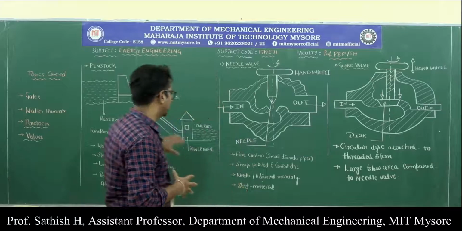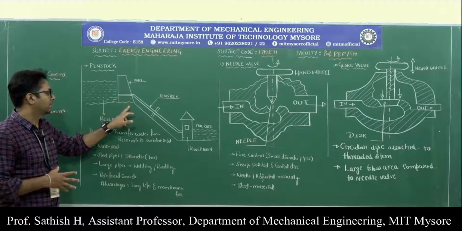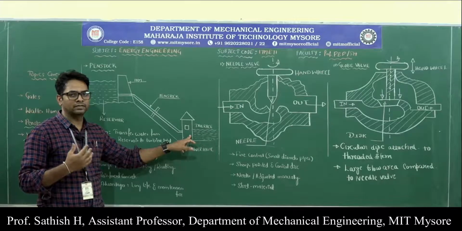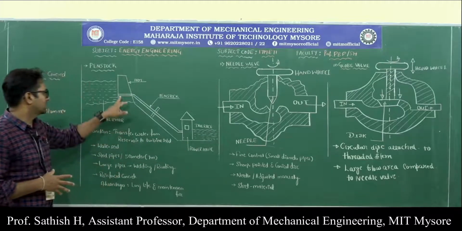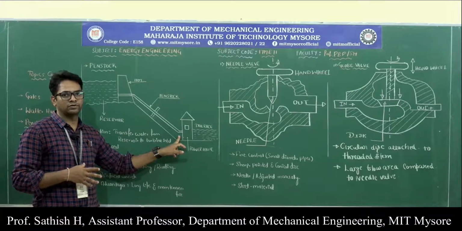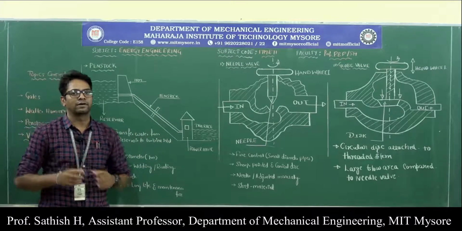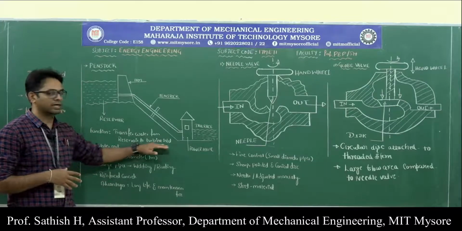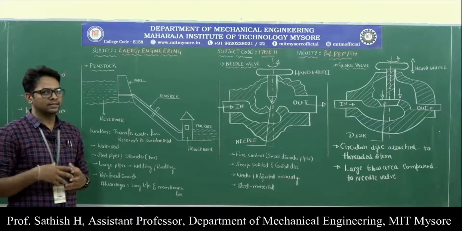If you look at this diagram here, we have a reservoir, across which a dam is constructed, and then we have a powerhouse at the downstream where the turbine and generator are mounted, and then we have a tail race. The pipe which connects this reservoir to the inlet of the powerhouse, or the inlet of the turbine, is called a penstock, which is a very important component of a hydroelectric power plant. Its basic function is to transfer the water from one point to the other, that is, from the reservoir to the turbine inlet.